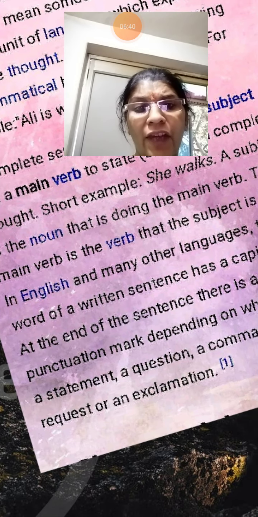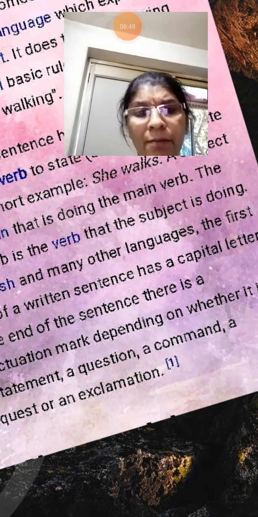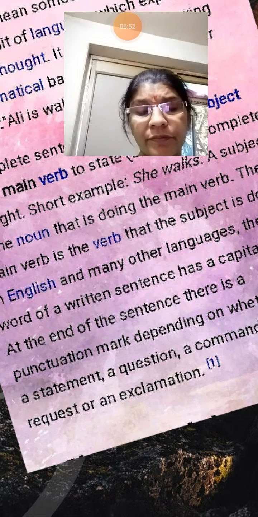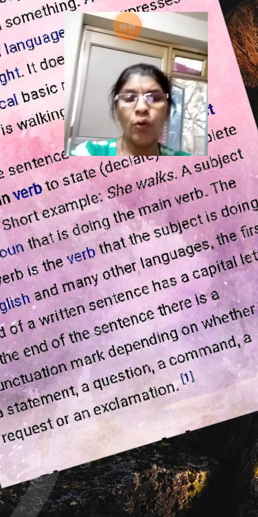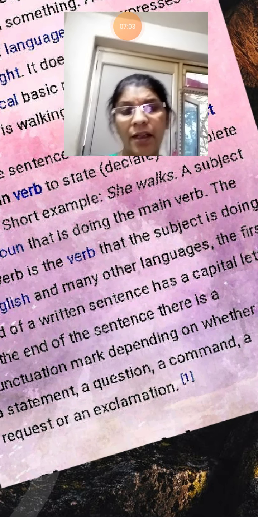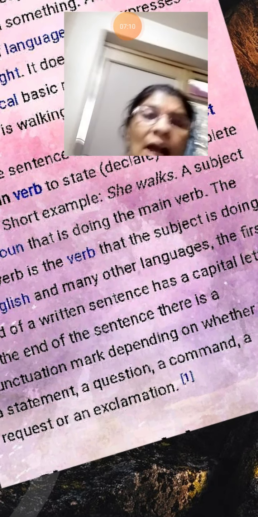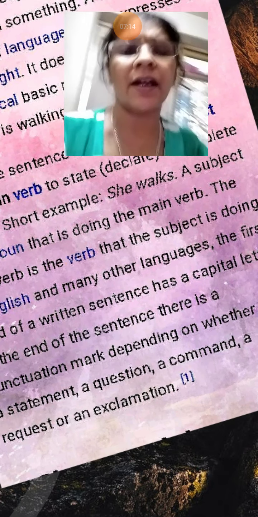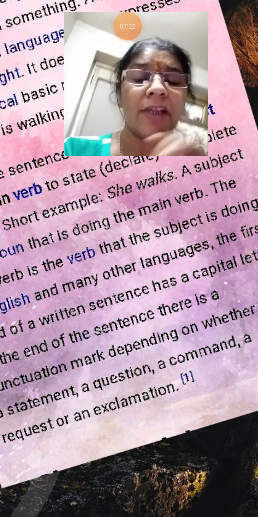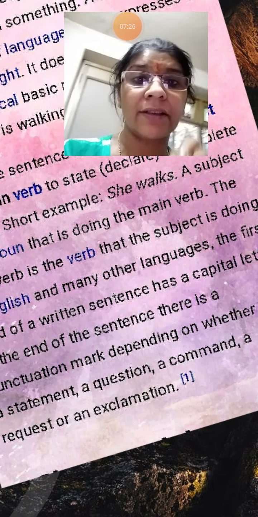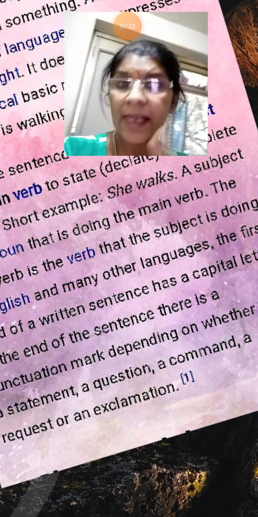In English and many other languages, the first word of a written sentence has a capital letter. At the end of the sentence, there is a punctuation mark, depending on whether it is a statement, a question, a command, a request, or an exclamation. So how many things are in a sentence? There are four or five essential things. A subject is essential, a verb is essential, a full stop or punctuation mark is essential, and the first letter being a capital letter is also essential for a sentence.